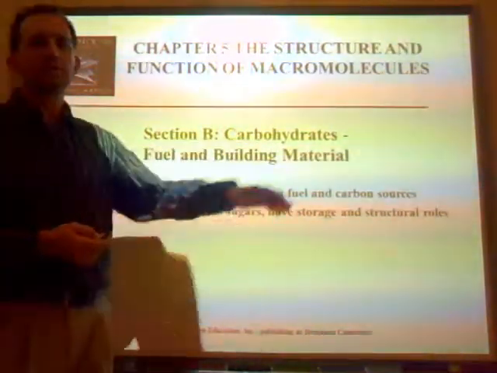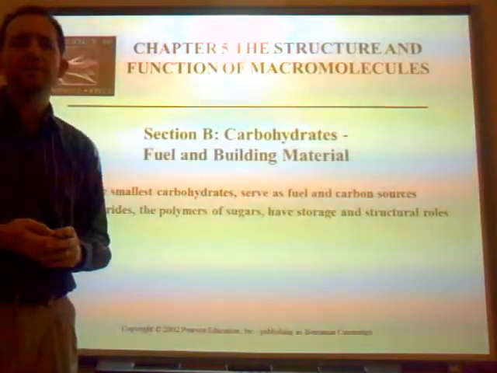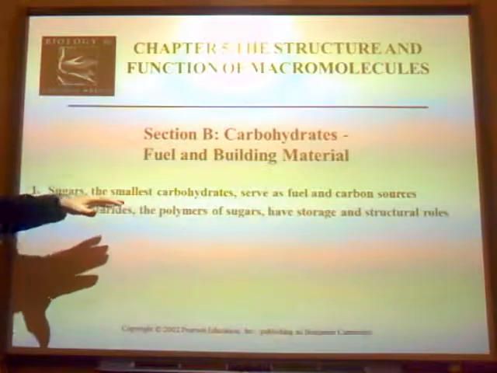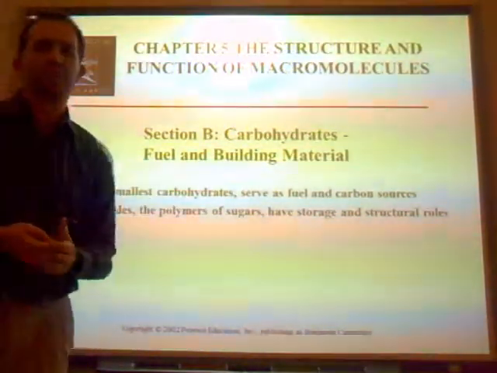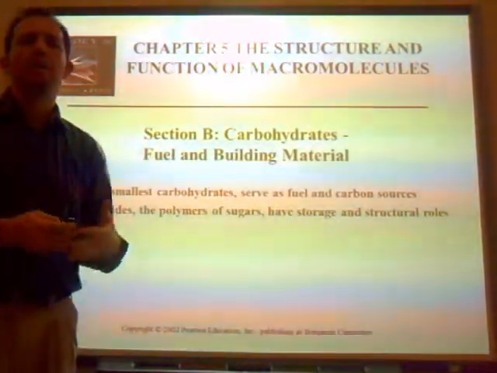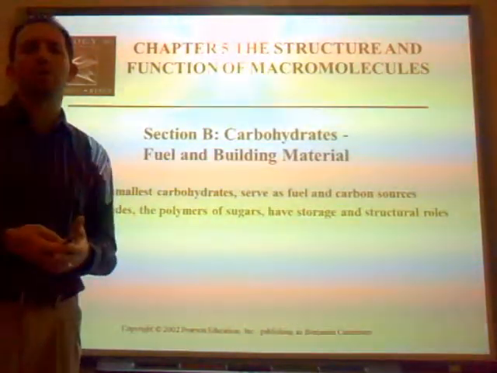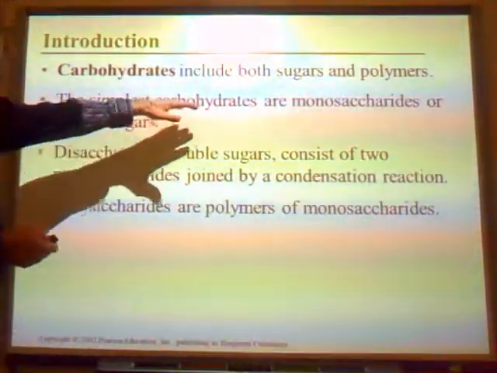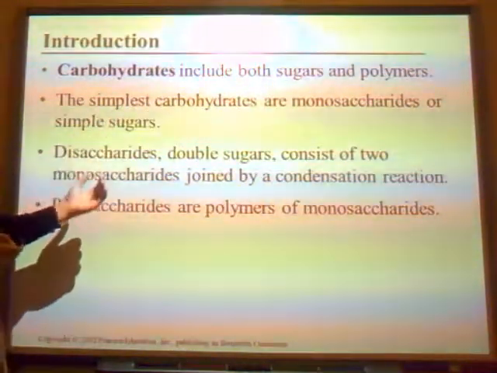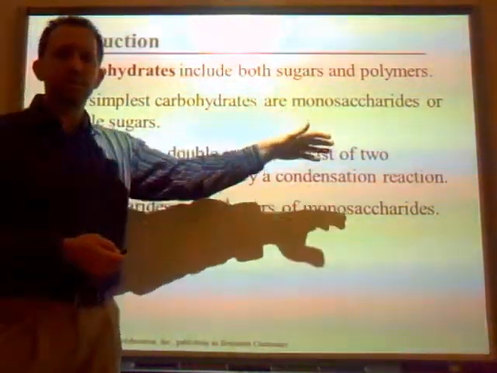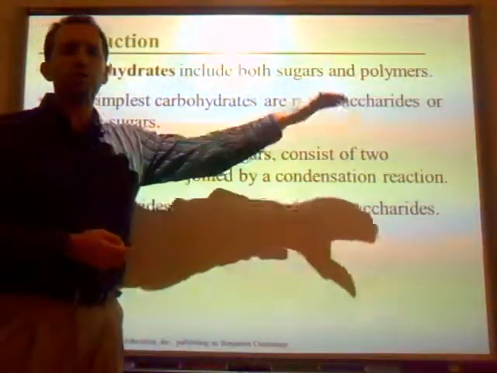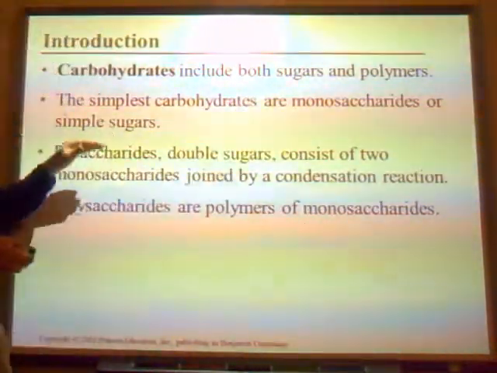We want to start with carbohydrates. Carbohydrates include three different classes: monosaccharides, disaccharides, and polysaccharides. We start off with the simple one. Simple carbohydrates are called monosaccharides. The word mono means simple or single, saccharide meaning sugar. So we've got one sugar, or simple sugars.